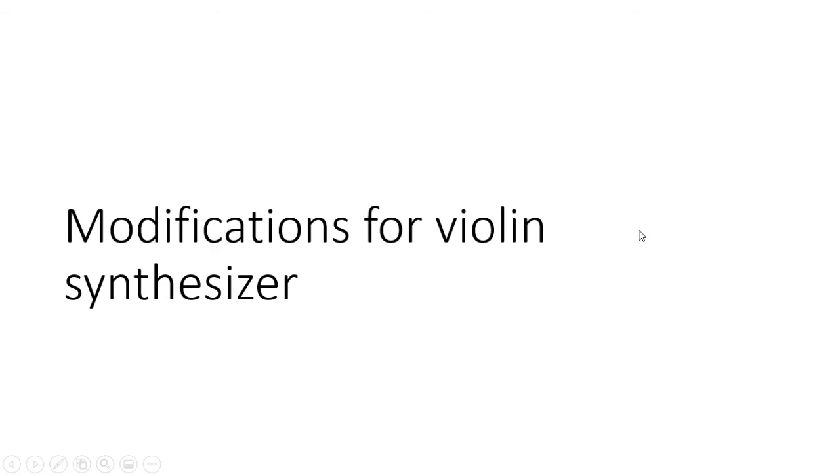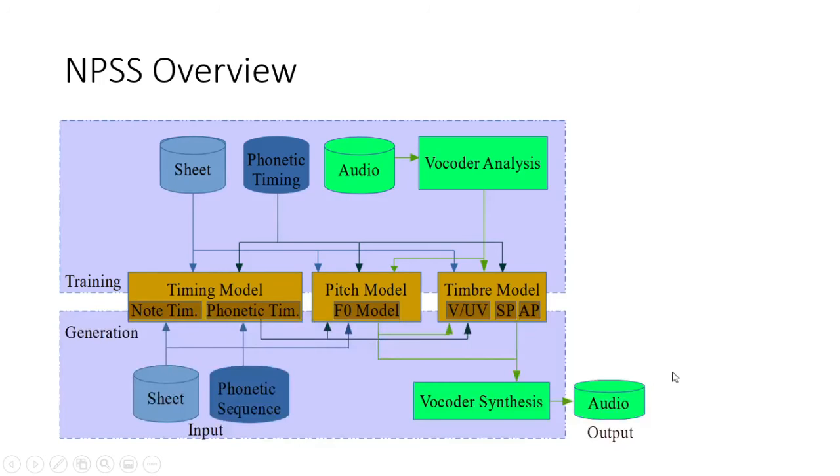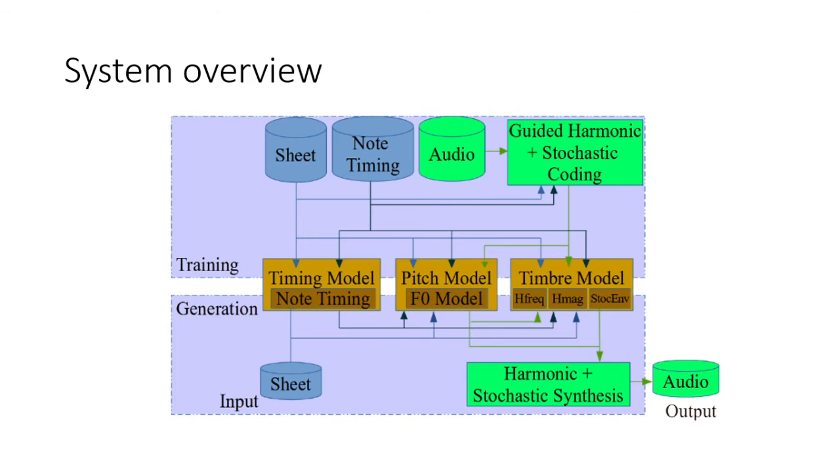So just some details. For the violin synthesizer, the modifications are: first, we use a different encoder for the audio. The previous one uses a vocoder, which is specialized for voice, and for this one we use harmonic and stochastic components, which are more closely related to violin sound. Violin sound is more similar to harmonic waves and some stochastic components.